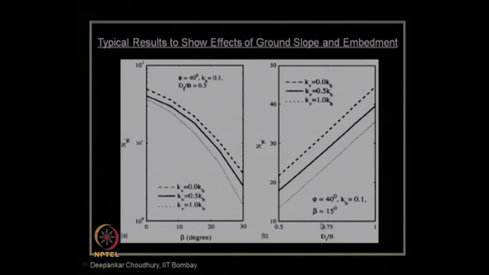Similarly, the effect of the embedment depth is shown here, with Df by B ratio from 0.5 to 1, because it is a shallow footing. Within that range, as expected, as embedment depth increases, the N gamma d value or the bearing capacity value increases, because more embedment means more stability. That is why you can see here how much improvement of bearing capacity can be obtained: as we increase the embedment depth of this shallow footing, we can use a higher value of seismic bearing capacity factor.